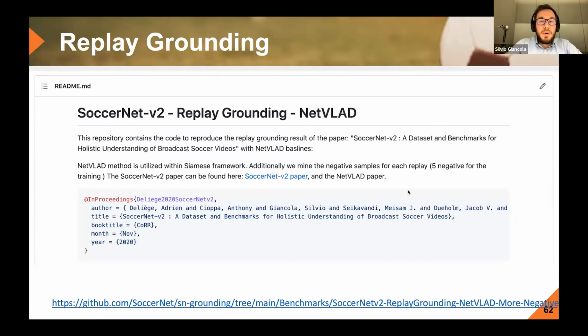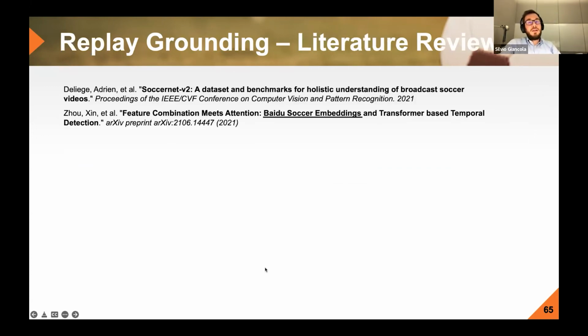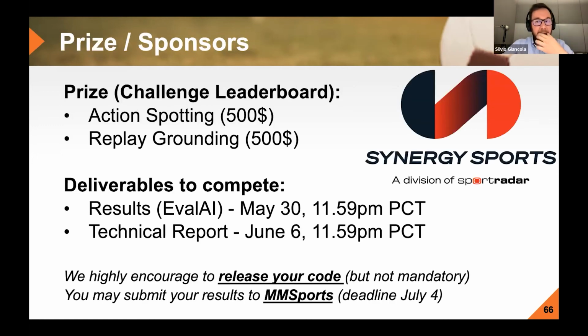And similarly, we also have a method that is based on the NetVLAD paper. And for the replay grounding, those are the leaderboards from last year in particular. As we can see again, the tight average mean AP has a huge drop in performance. This is because replay grounding is very recent. It has a lower number of papers published so far. But I invite you to read those papers to understand the state of the art for replay grounding.